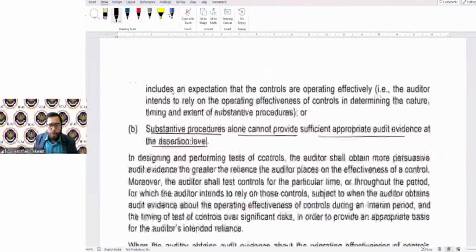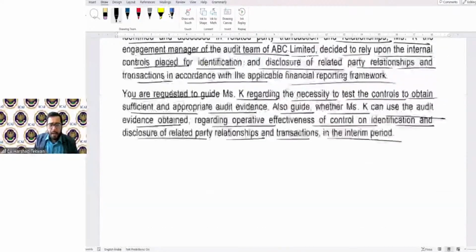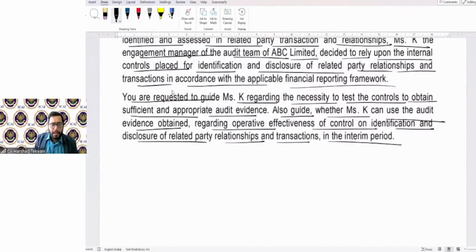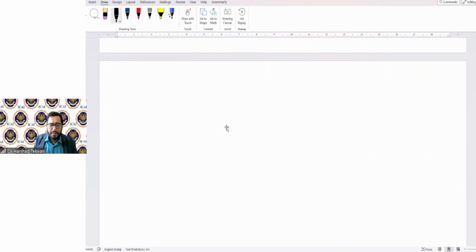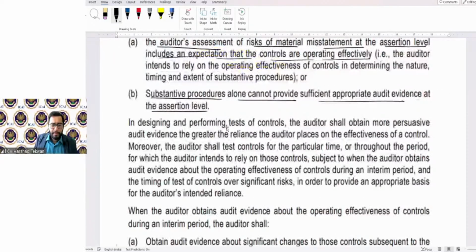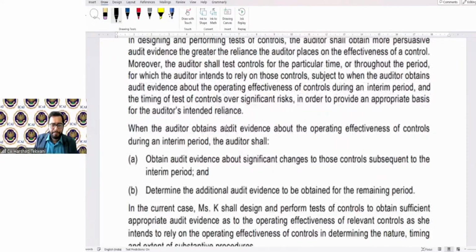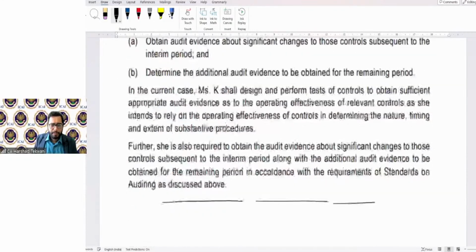Then the next question was whether Ms. K can use the audit evidence obtained regarding operative effectiveness of the control over identification and disclosure of related party relationship and transaction in the interim period. So I obtained some evidence in the interim period. Can I take comfort over that evidence as of now, at the time of period end?